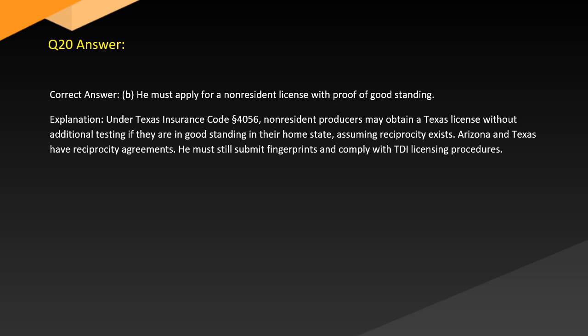Answer. Correct answer. B. He must apply for a non-resident license with proof of good standing. Explanation. Under Texas Insurance Code, non-resident producers may obtain a Texas license without additional testing if they are in good standing in their home state, assuming reciprocity exists. Arizona and Texas have reciprocity agreements. He must still submit fingerprints and comply with TDI licensing procedures.